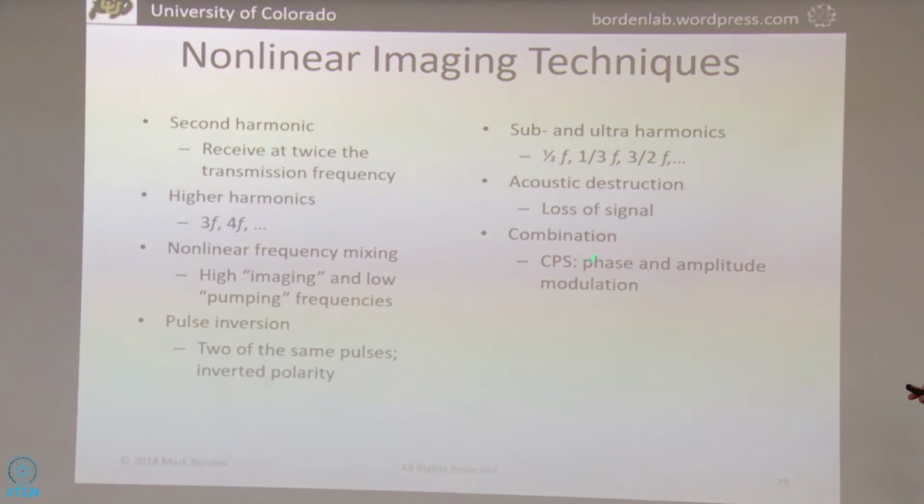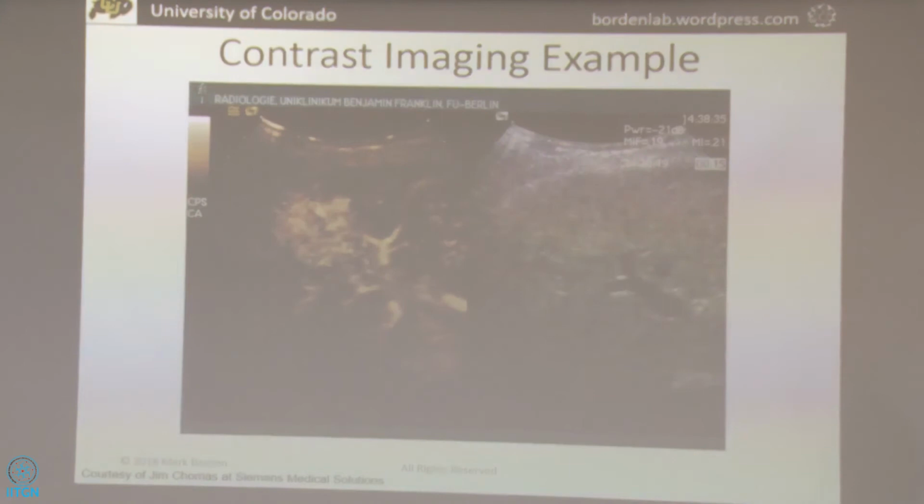So here's an example of CPS imaging. On the right hand side is a typical B-mode scan of a human liver, taken in Germany. And the bubbles are coming in, so you're watching the inflow of bubbles into the liver. There happens to be a focal nodule here, which is kind of like a benign tumor. In the B-mode image, you see the large vessels, and you can start to see an increase in the scattering because of the bubbles coming through.